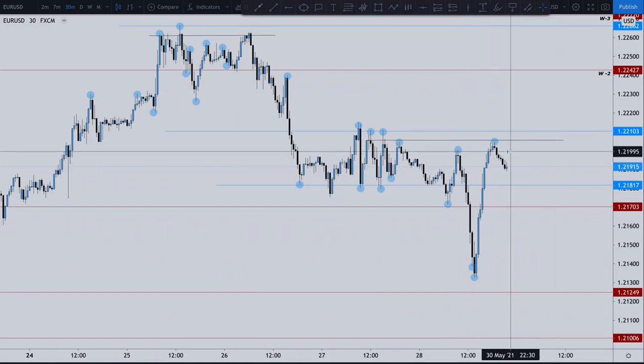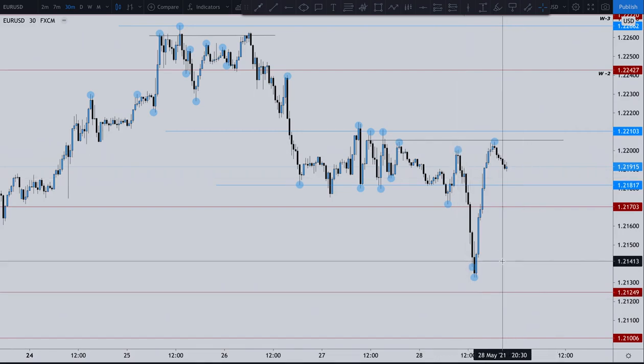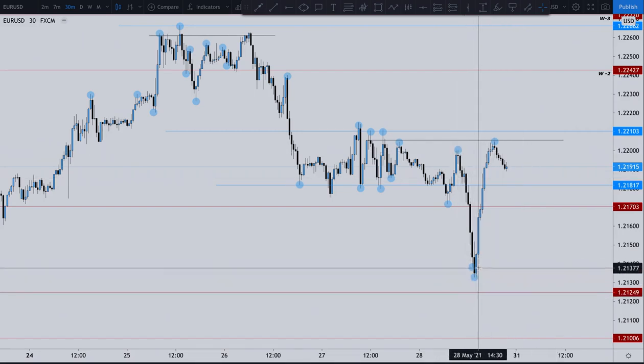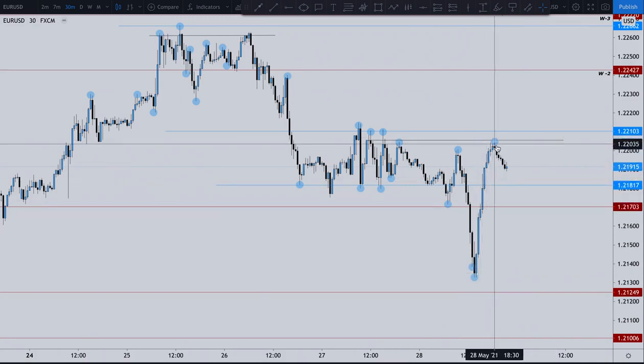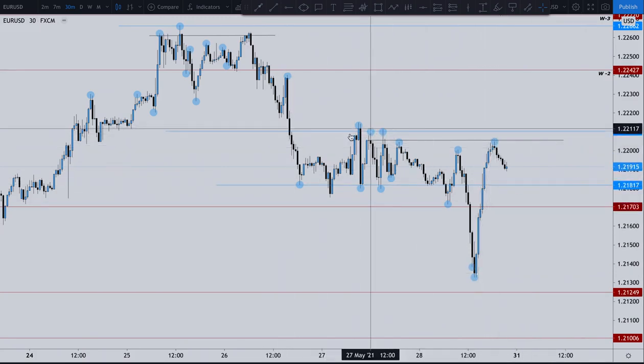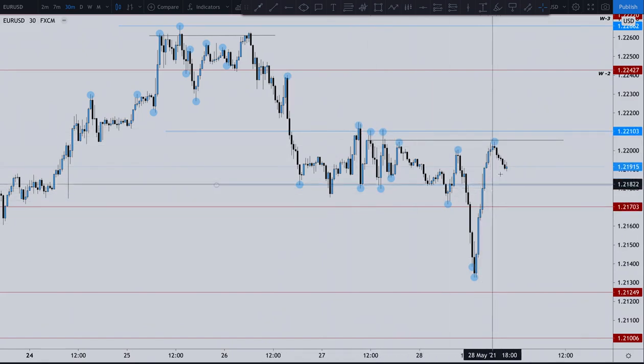1.2200 right there, coming across there, nice psychological level as well, round number, which this has played from. And then at the end of the day, Friday, we've whipped back up, as you can see, US session, New York just pushes all the way back into that original range. So this range is quite important for what's going to happen for the week ahead.